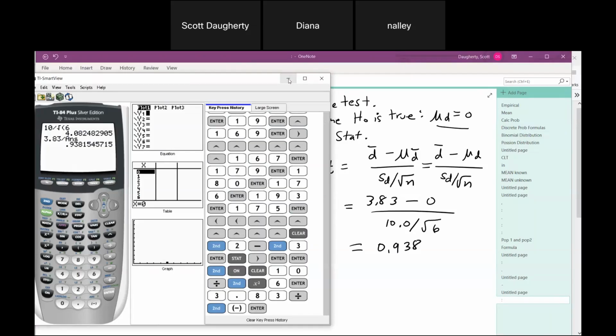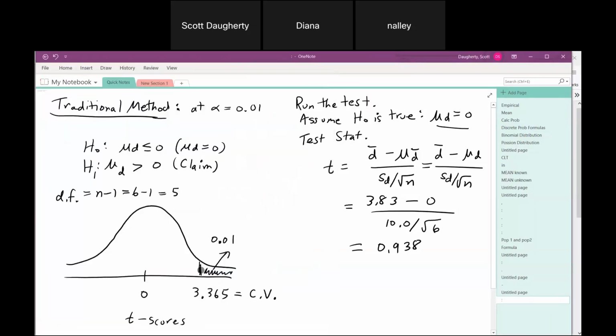And so the question is, is that too far away to believe that mu sub d could reasonably be zero? When you look at it, we already set up the boundary. We said anything more than 3.365 standard deviations away was too far away to believe. So in this case, we're going to fail to reject the null hypothesis because the test statistic landed right here. It did not land in the critical region, right? So if the test statistic does not land in the critical region, then you fail to reject the null.